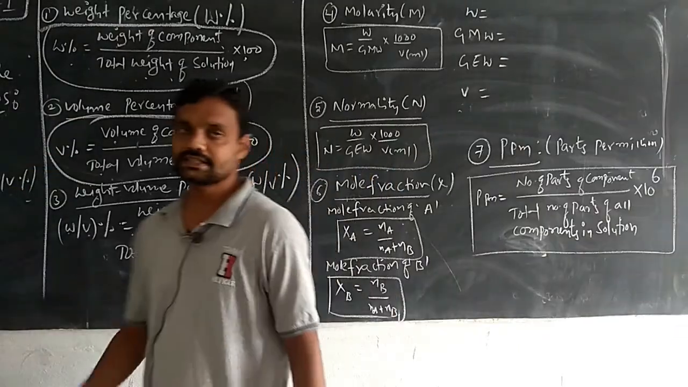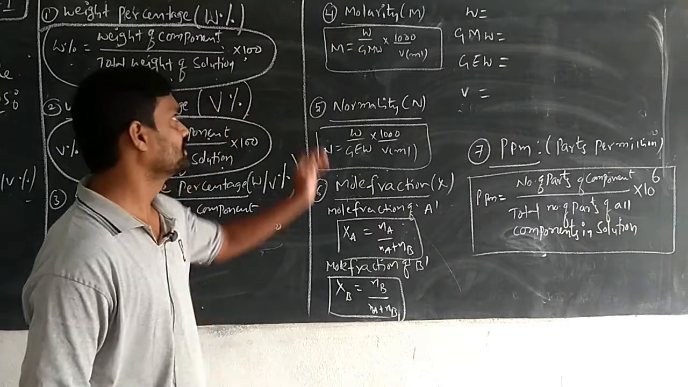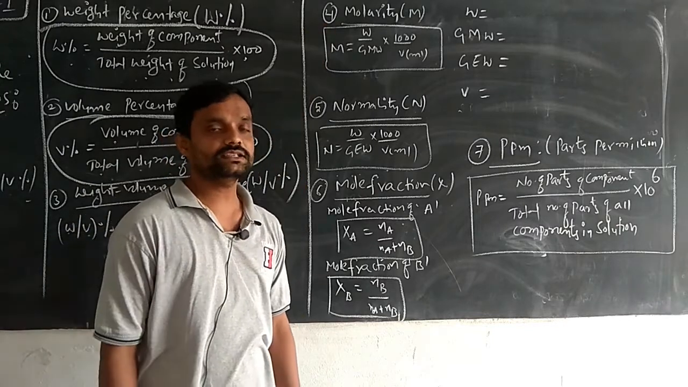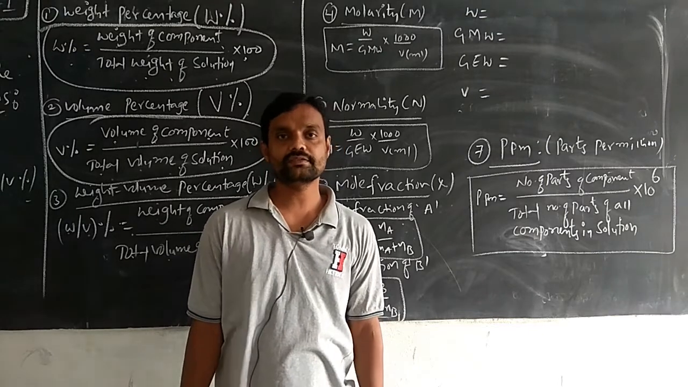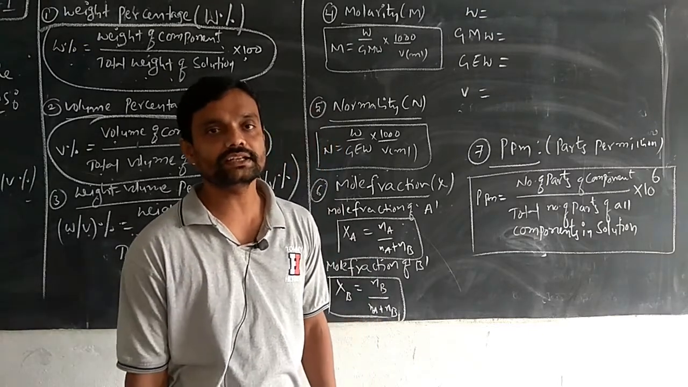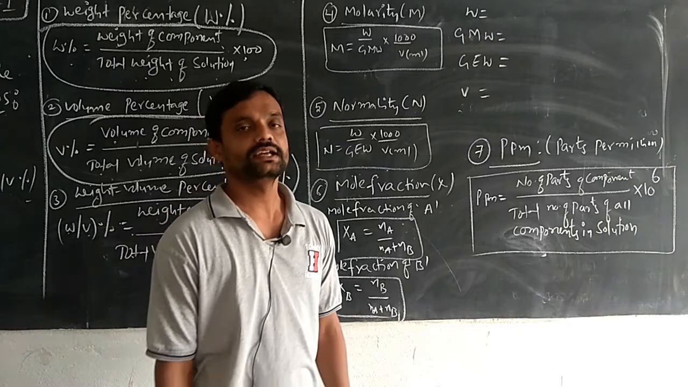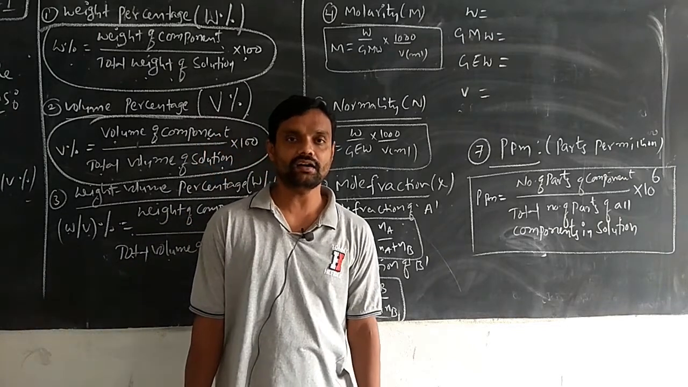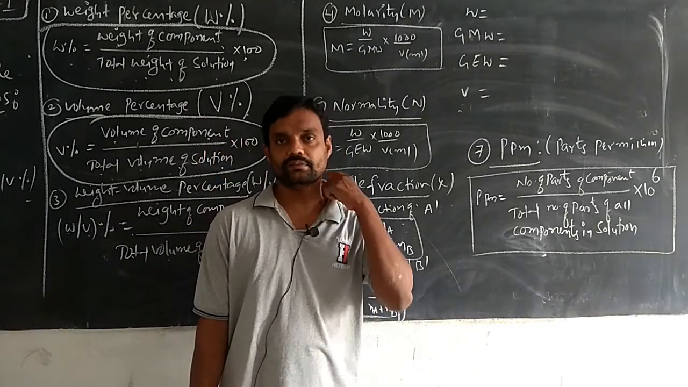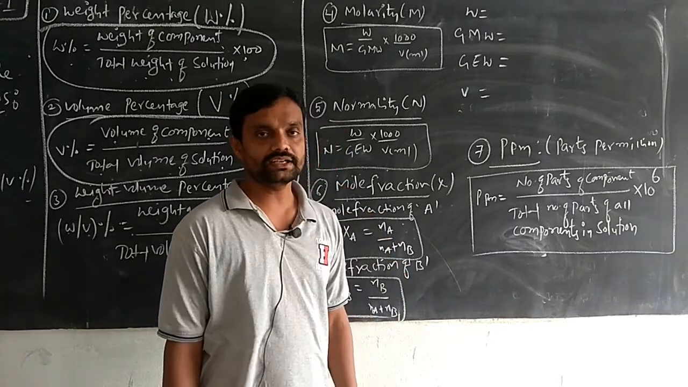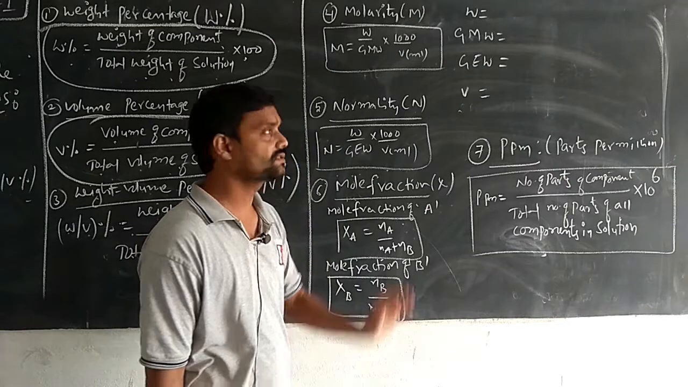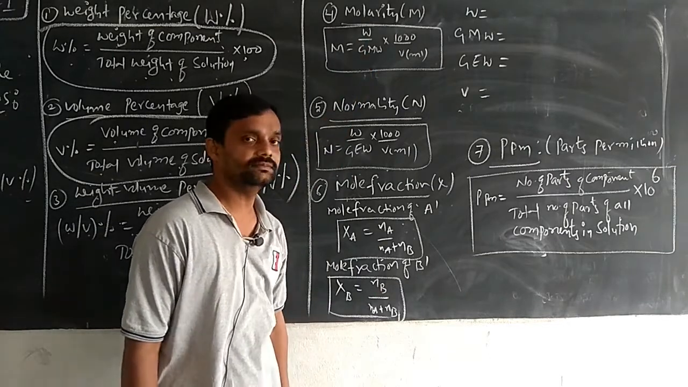Next, the fourth one is the molarity. How it can be defined is simple: the total number of moles of a solute present in 1 liter of the solution is called the molarity of the solution. The number of moles of a solute present in 1 liter of the solution, that is called the molarity.